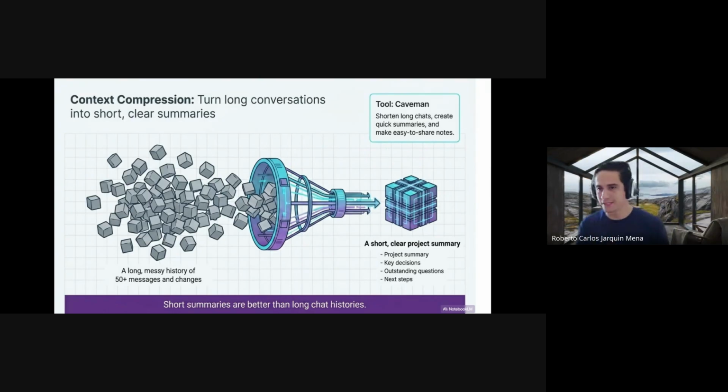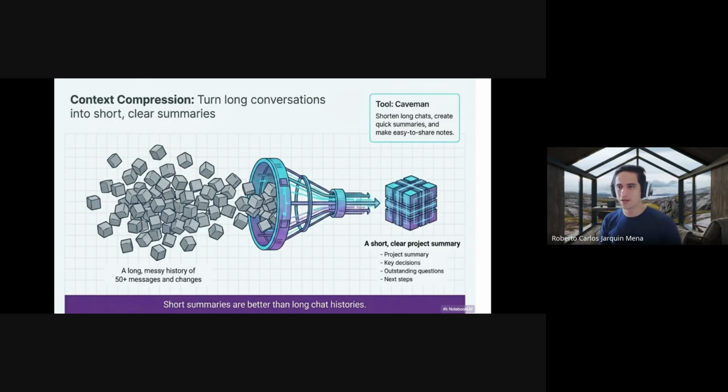Well, this is the content compression. So this is related to what we were talking about before. As you can see in the image, we have a long, messy history of 50 or 100 messages and changes when working with the AI, but then we can turn those messages into a short and clear project summary, with the project summary, key decisions, open questions, and next steps.